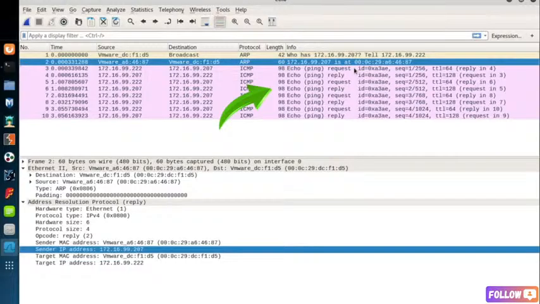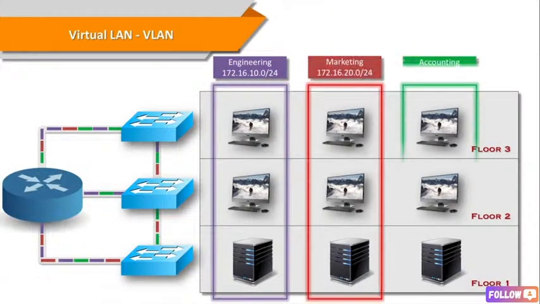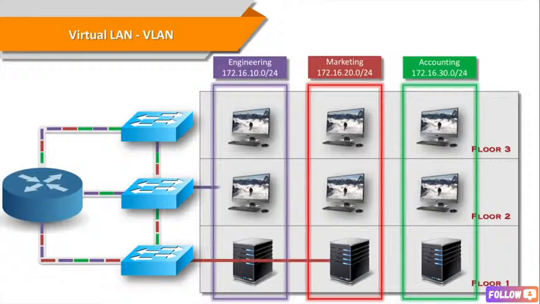And then VM207 replies to the requests. Talk about clear communication. So before talking about VLANs, I think it's better to give a brief summary of LANs in general.